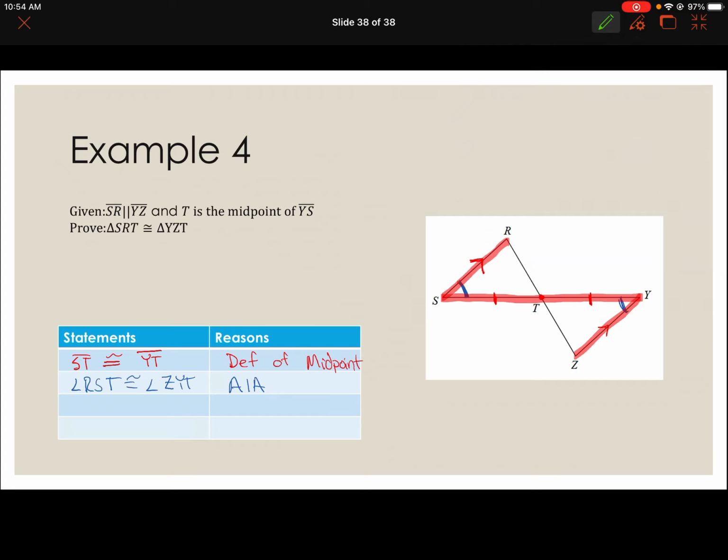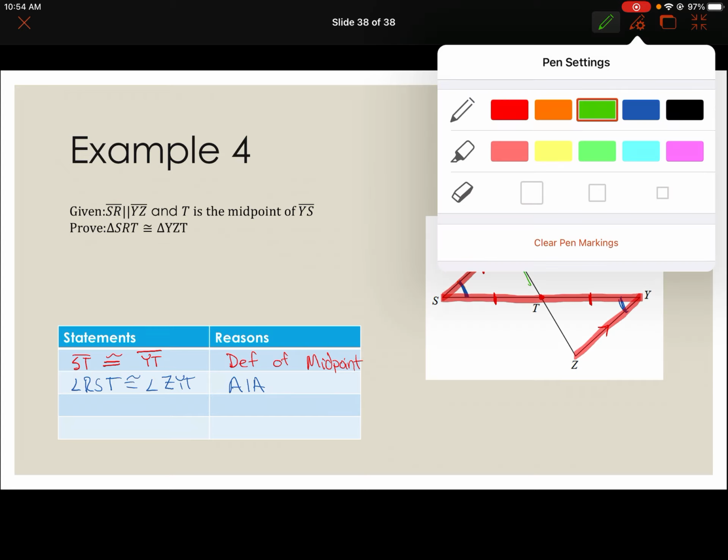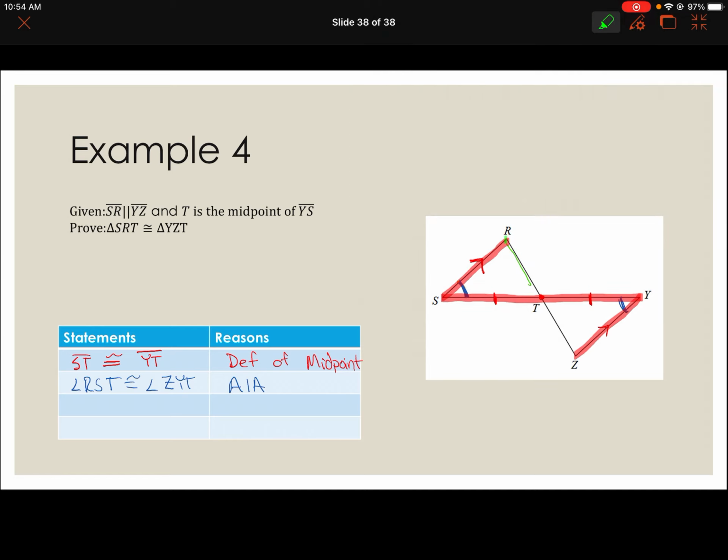And we can highlight this other transversal that connects SR and YZ here. And we get another pair of alternate interior angles. This time that's going to be angle SRT is congruent to angle YZT. So angle SRT is going to be congruent to angle YZT. And those are also alternate interior angles.